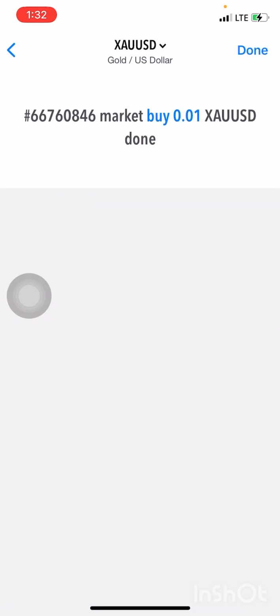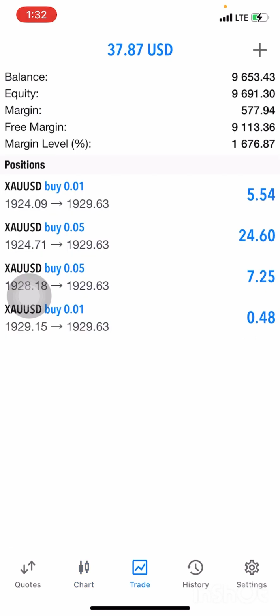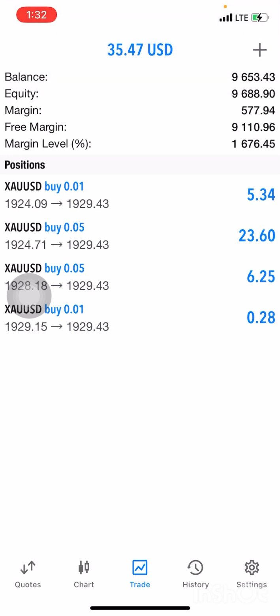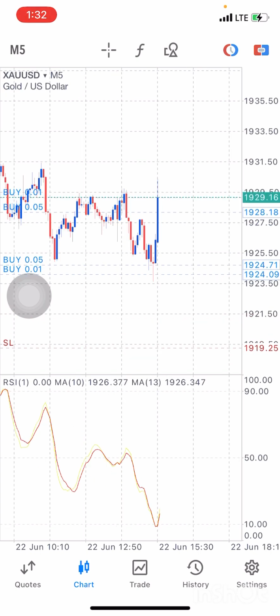Pardon me, some micro lots. Adding up some micro lots. I'm positive already. Okay, so that's just the advantage of understanding what you do on news trading. And this is news trading.